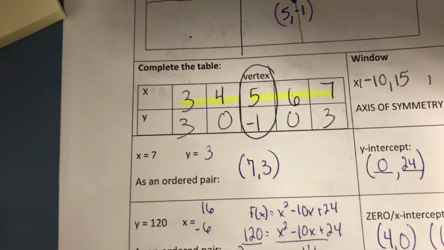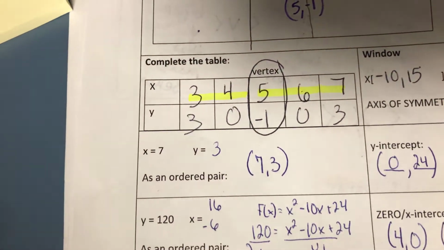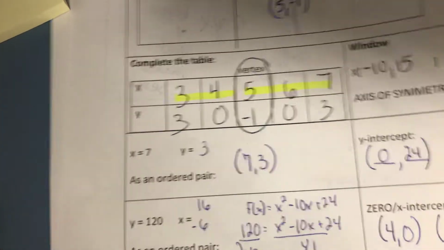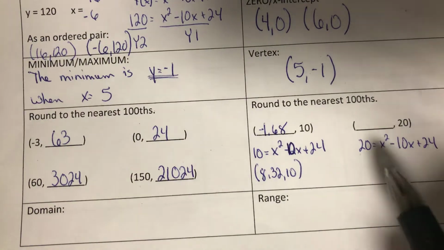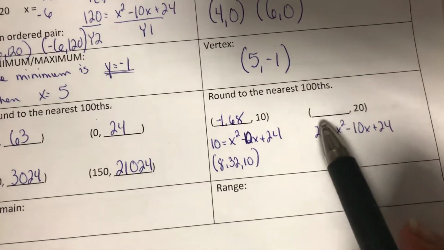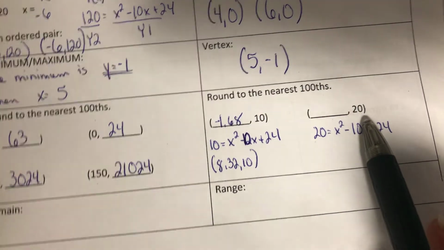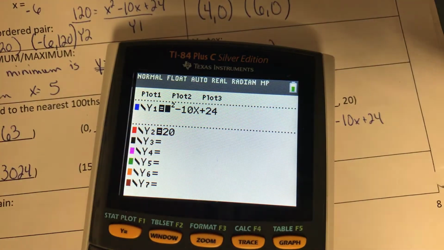Alright, so that last video got a little bit cut off. Let's finish up this problem down here. So now what I'm going to do is I need to find my x when y is 20. So I'm going back to y equals. I've already typed this in.